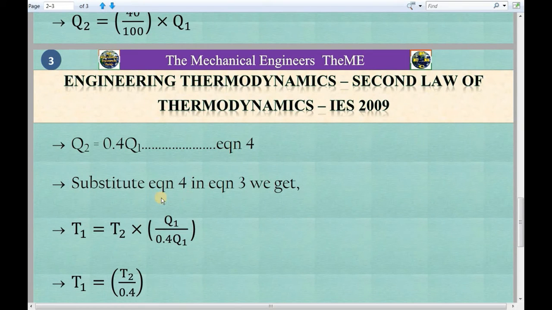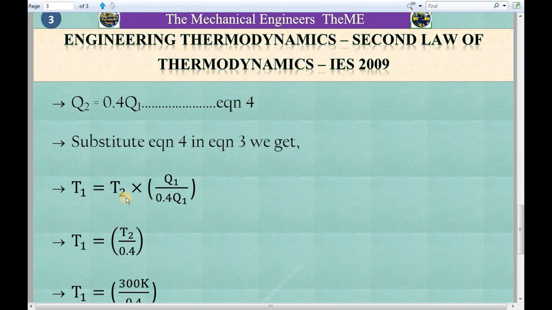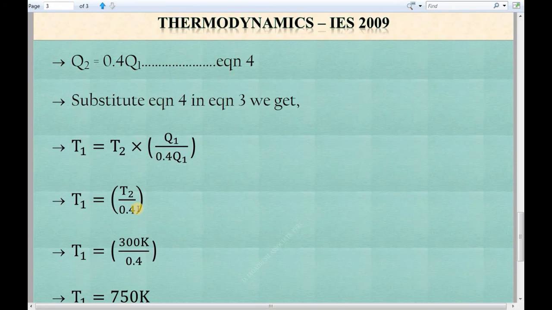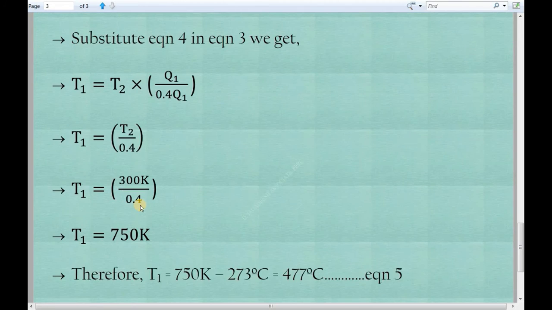Now substitute equation 4 in equation 3. We get T1 is equal to T2 into Q1 divided by 0.4 Q1. So here Q1 divided by 0.4 Q1 is 1 by 0.4 because Q1 gets cancelled. So the next step will be T1 is equal to T2 by 0.4. In this formula we know the value of T2. So just substitute the value. We get T1 is equal to 300 Kelvin divided by 0.4. So here 300 Kelvin divided by 0.4 is 750 Kelvin. So the next step will be T1 is equal to 750 Kelvin.